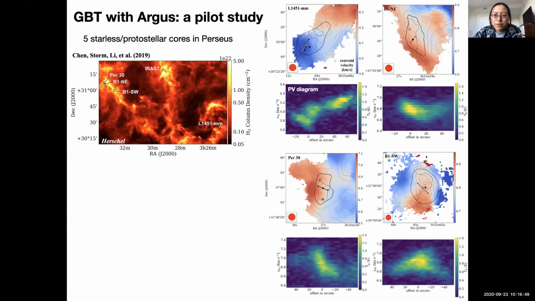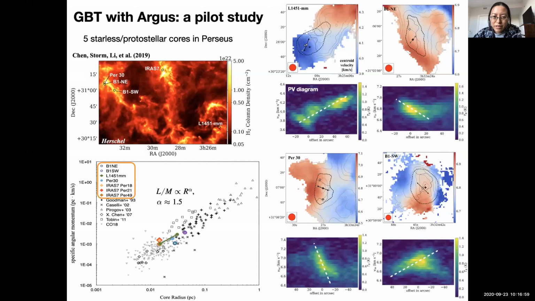However, if we just assume this velocity structure is a linear gradient and feed it in, assuming rigid body rotation, and calculate the angular momentum and plot it back to the correlation, we found that they actually fit the picture pretty well. So this means we have to be really careful when interpreting this data of the core rotation.